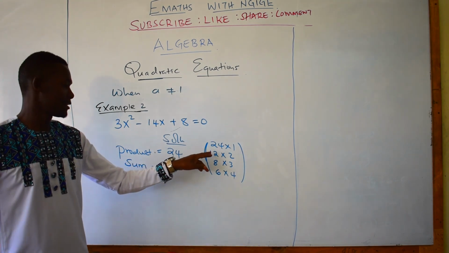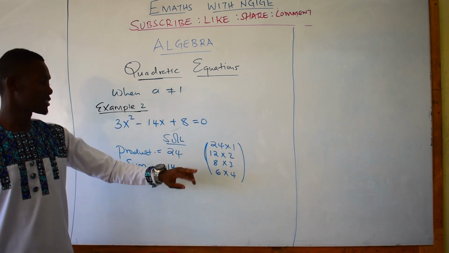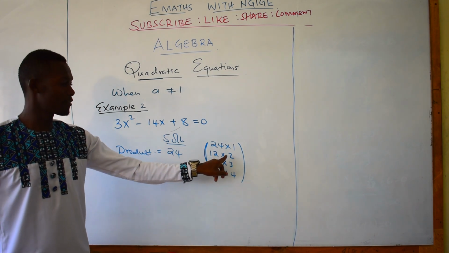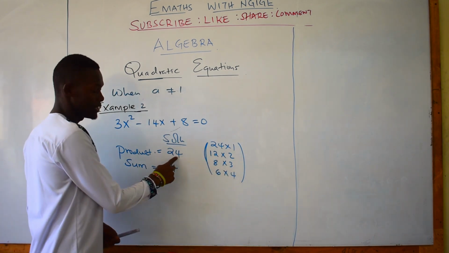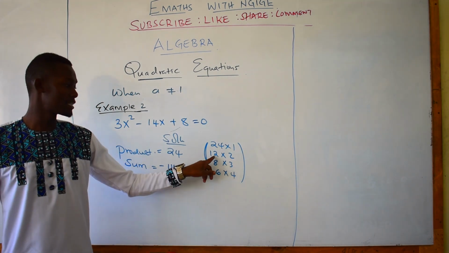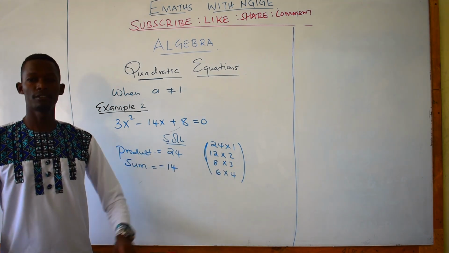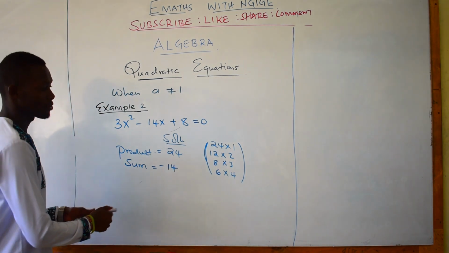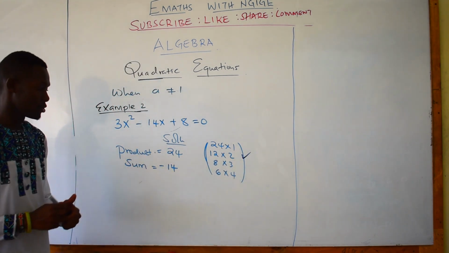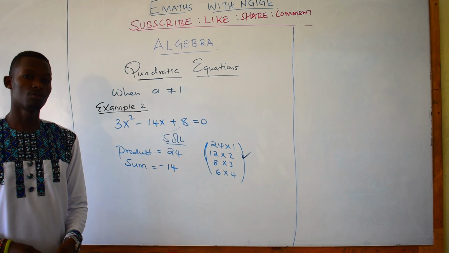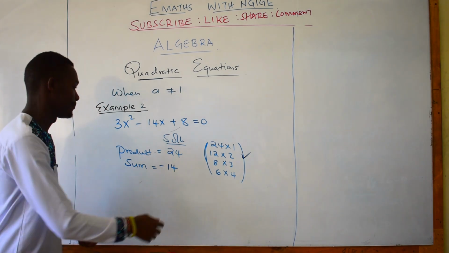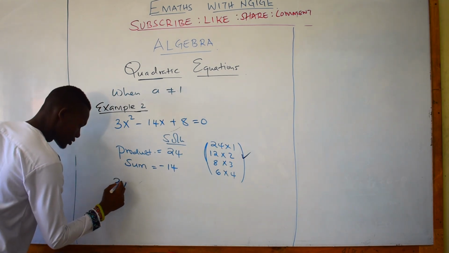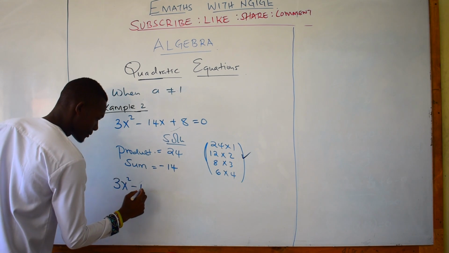So in our case, what if we took negative of 12 and negative of 2? Negative of 12 times negative of 2 gives us 24 when you multiply. And what about negative of 12 plus negative of 2? That gives us negative of 14. Therefore, our solution will be this. You can try to take the others, but you'll see they do not satisfy a solution.